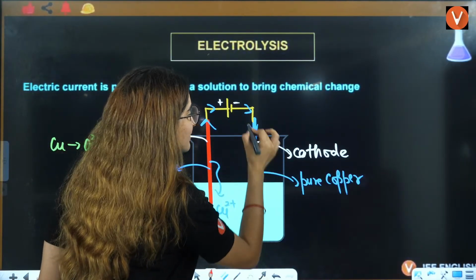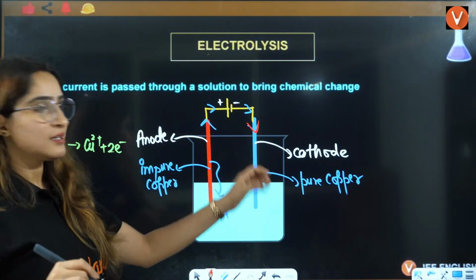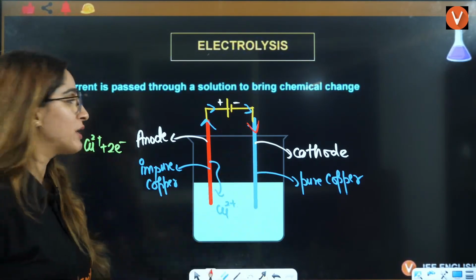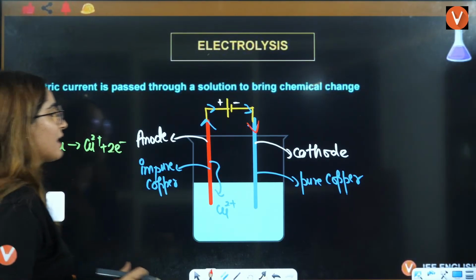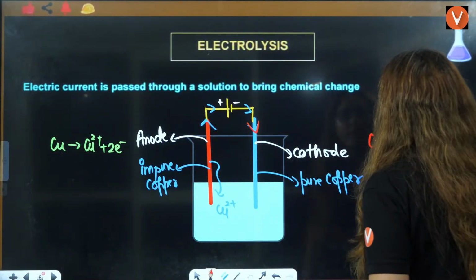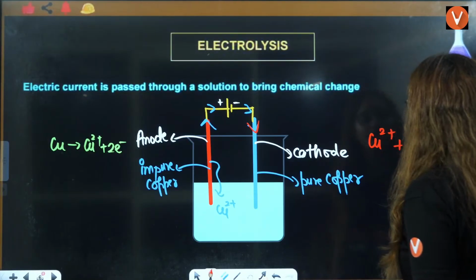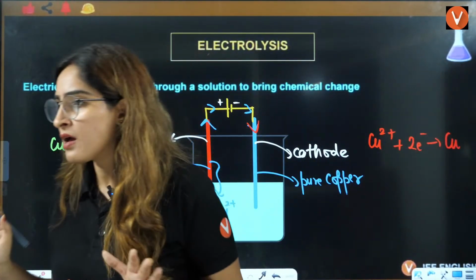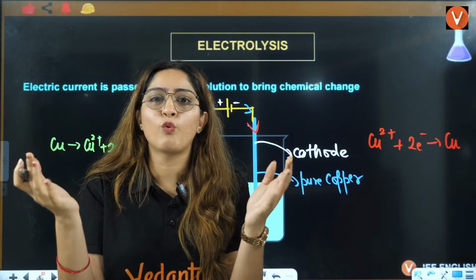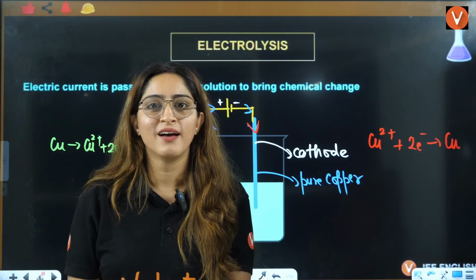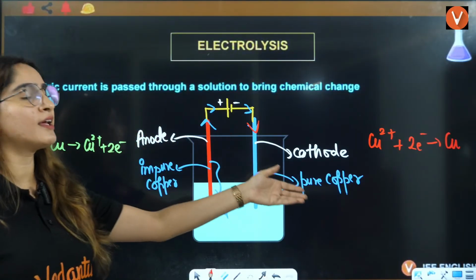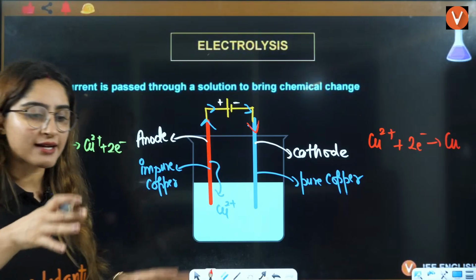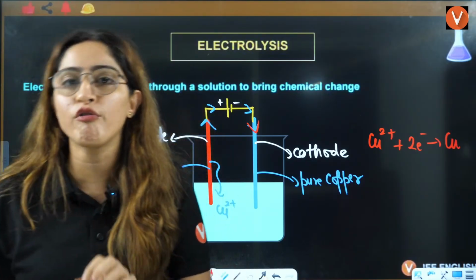Now, on this side, what will happen? The copper ions in the solution will take these electrons and just get converted to copper. Now you will ask me, ma'am, what is this stupidity? It is losing electrons, gaining electrons, copper is getting converted to copper. That's why it is said that it is refining of copper.